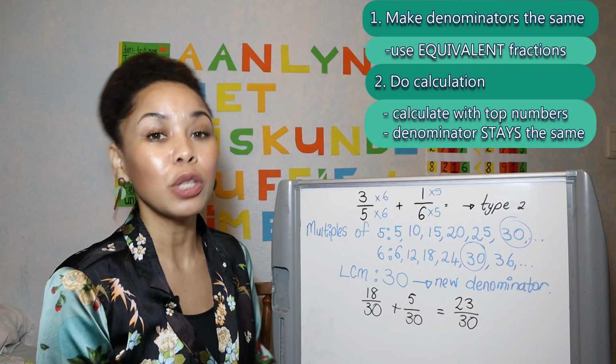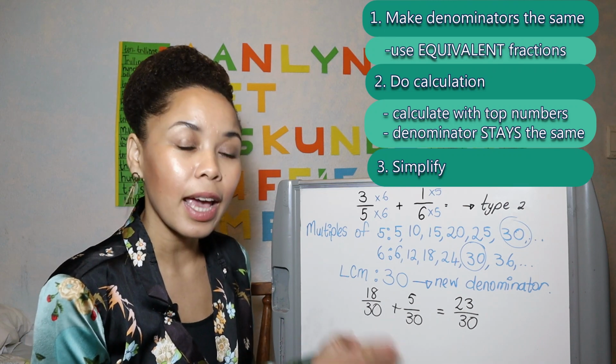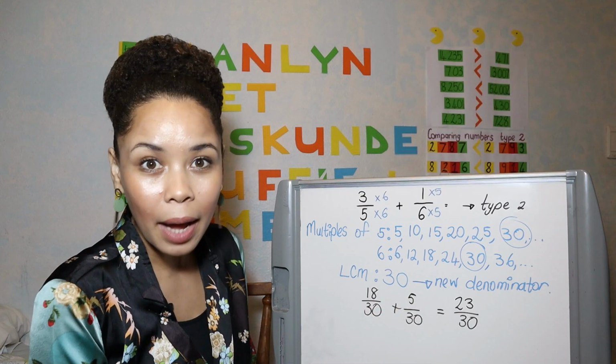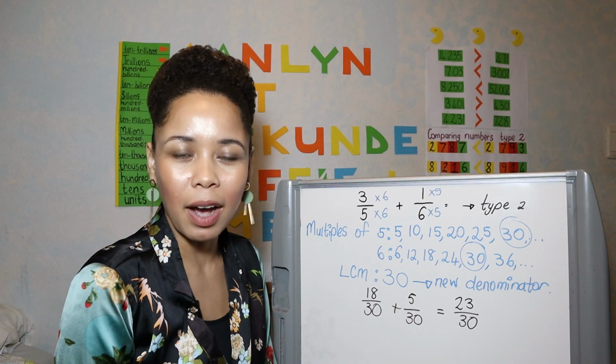The next step would be to simplify. Now, if I look at 30 and 23, they do not have a highest common factor because 23 is a prime number. So that will be my final answer.